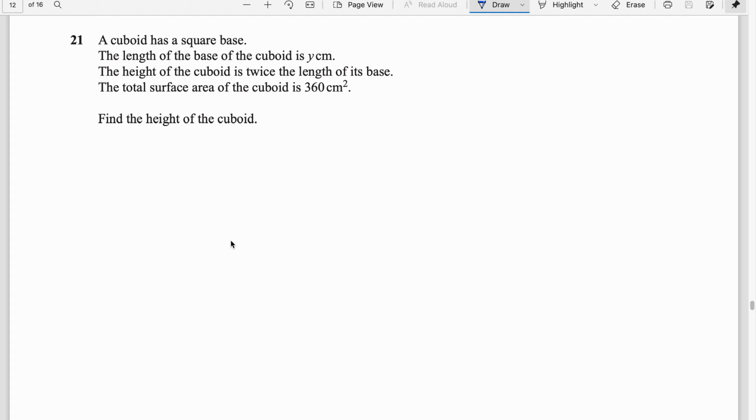Question number 21. A cuboid has a square base. The length of the base of the cuboid is y. The height of the cuboid is twice the length of its base. So let's make a sketch. Square base, let's say this is y by y, and height is 2 times the base, so it becomes 2y. The total surface area is given, find the height of the cuboid.